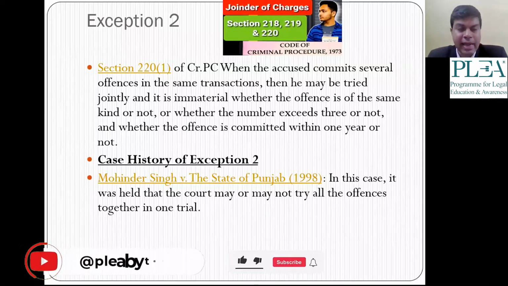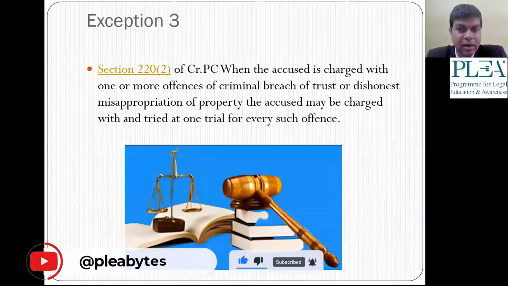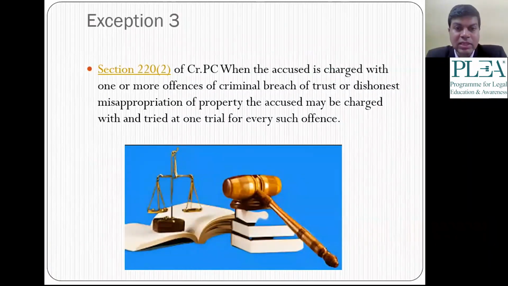Now we are moving to exception number 3, that is section 220 subsection 2 of CrPC. When the accused is charged with one or more offences of criminal breach of trust or dishonest misappropriation of property, the accused may be charged with and tried at one trial for every such offence. So this is also an exception which is stated under section 220 subsection 2 of CrPC.